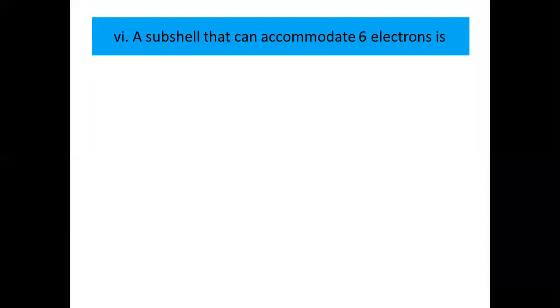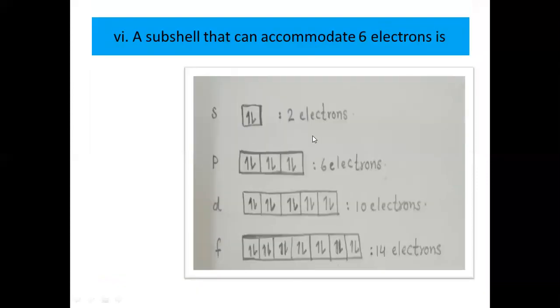6 MCQ, a subshell that can accommodate 6 electrons. S can accommodate 2 electrons because it has only one subshell, or which is also called orbital, and P has 3 subshells or 3 orbitals, and each orbital can accommodate 2 electrons, so 3 will accommodate 6 electrons, and D subshell has 5 orbitals, and each orbital, I told you, can accommodate 2 electrons. So 2 5s are 10.